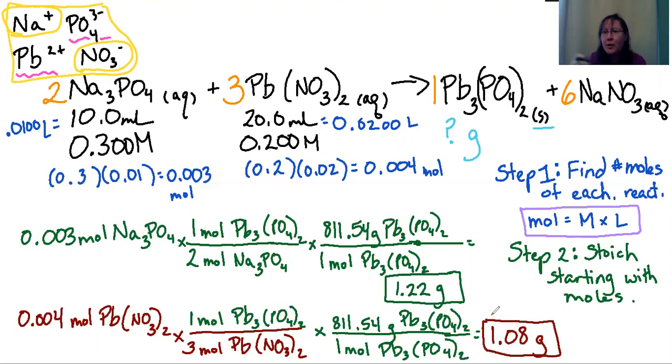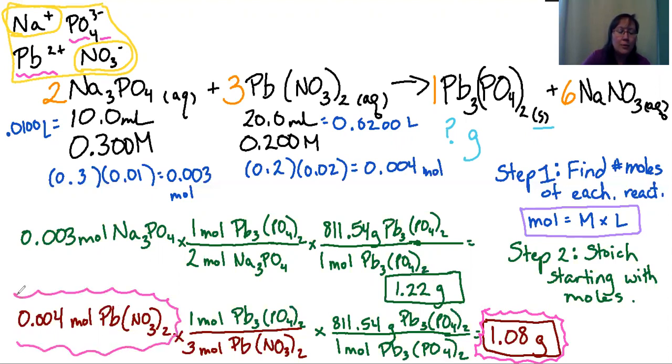Now remember, when we're using this method for limiting reactant stoichiometry, our answer is always the smaller quantity, because each one of these represents the maximum that can be made with our amounts. So what that means is that this one is my limiting reactant.